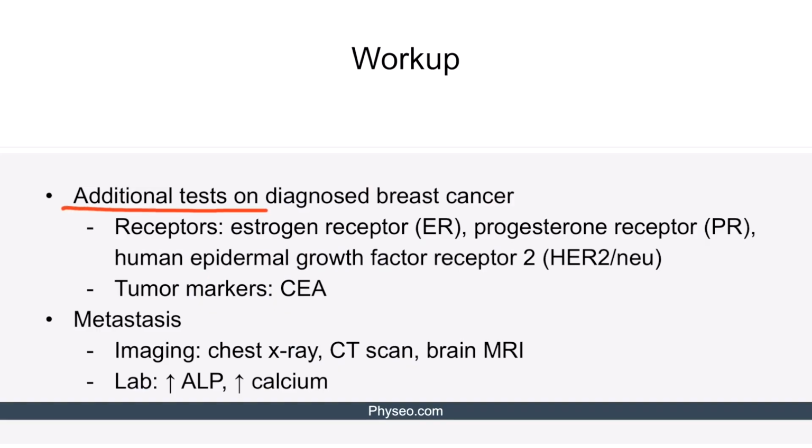Additional tests performed in patients with diagnosed breast cancer include tests for tumor receptors such as estrogen receptor, ER, progesterone receptor, PR, and human epidermal growth factor receptor, HER2/NEU, which will guide targeted treatment. Tumor markers such as CEA can be performed, although they are not diagnostic. To look for metastasis, imaging such as a chest X-ray, CT scan, and brain MRI is performed. Laboratory tests such as increased ALP and increased calcium can be helpful to determine the presence of bone metastasis.